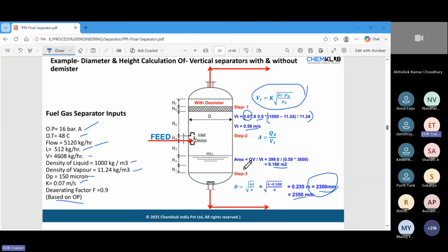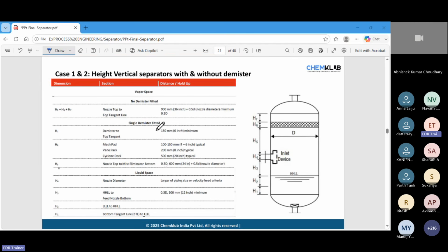Now, after calculating the diameter, the major part of the calculation is to calculate the height. If you can see here, there are different zones of height. H1 is nothing but the bottom tangent line to the low liquid level. Here is a guideline for how to calculate the low liquid level. Some companies use 12-inch, 6-inch, or 150 mm fixed. Those are the requirements from the bottom tangent line to the low liquid level. Then low liquid level to the high liquid level, H2.